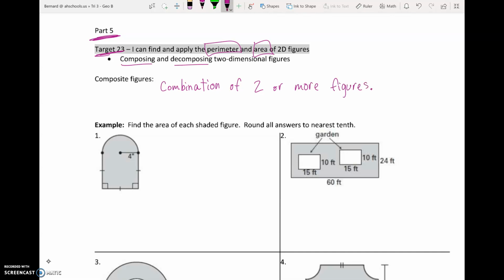So again, that's what we just talked about, right? We're going to put two figures together. One's one shape, one's a different shape. And for us to find a total area, for instance, we find the area of the one shape, find the area of the second shape, and then add the two together. And so you'll see that here.